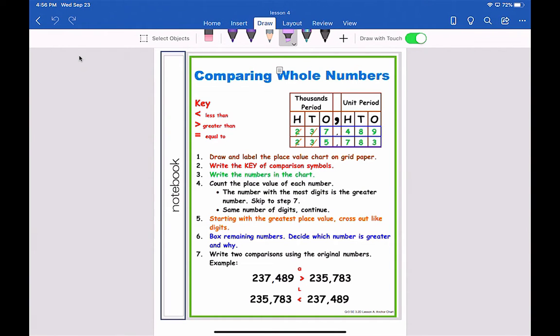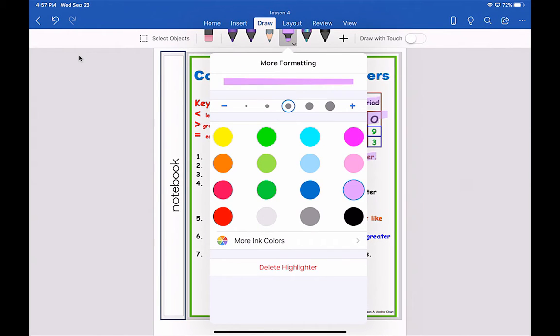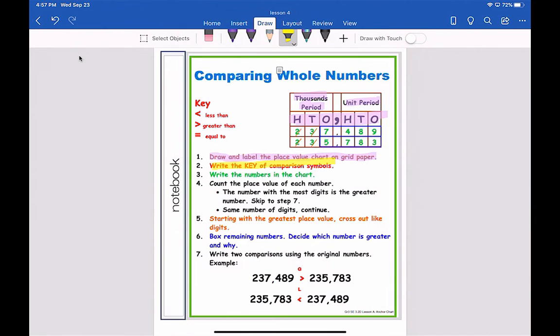It has 7 steps. The first step is to label a place value chart on grid paper. Basically, you need to write all these elements on the grid paper, including the unit period and the thousand period. The second step is to write the key comparison symbols. These are the key comparison symbols.